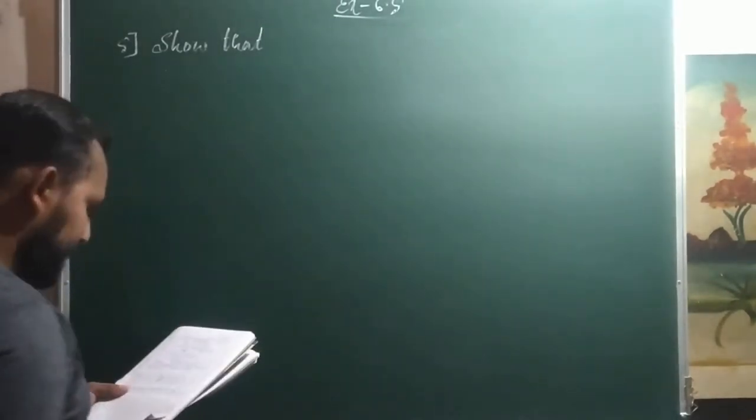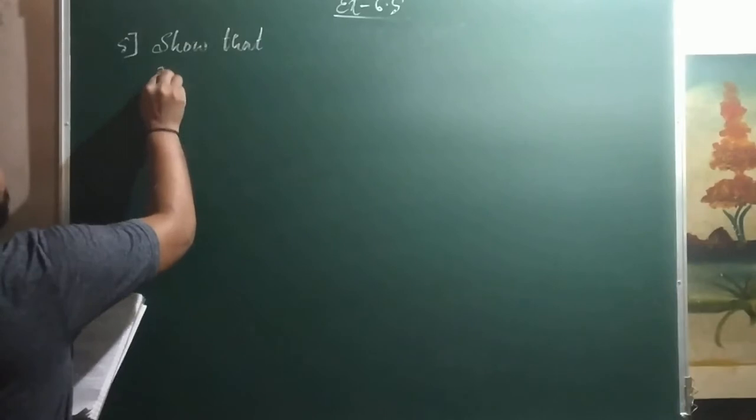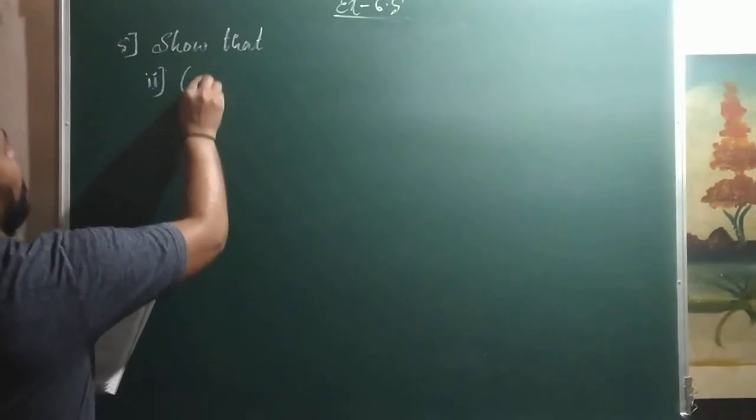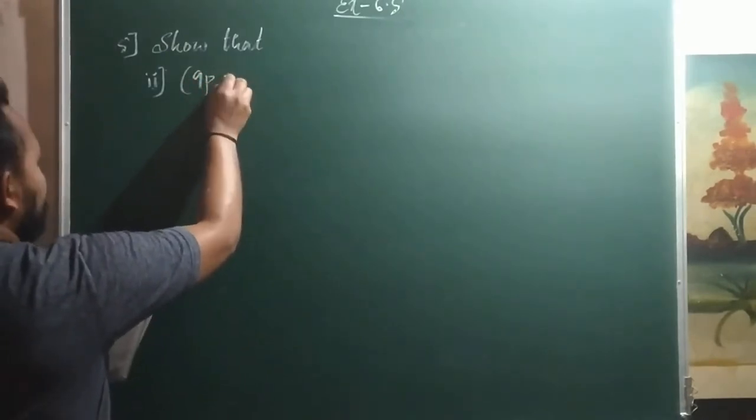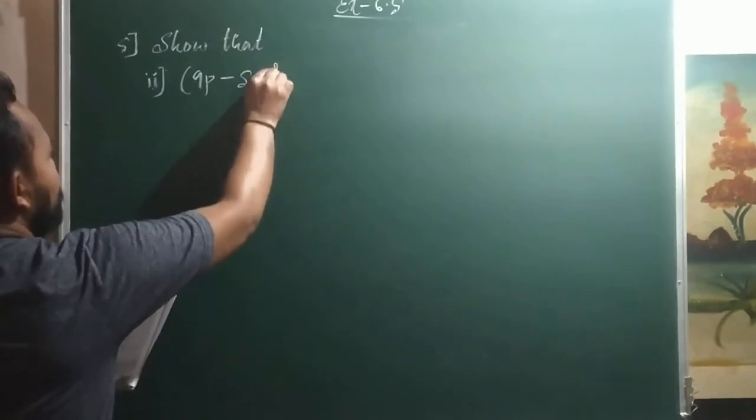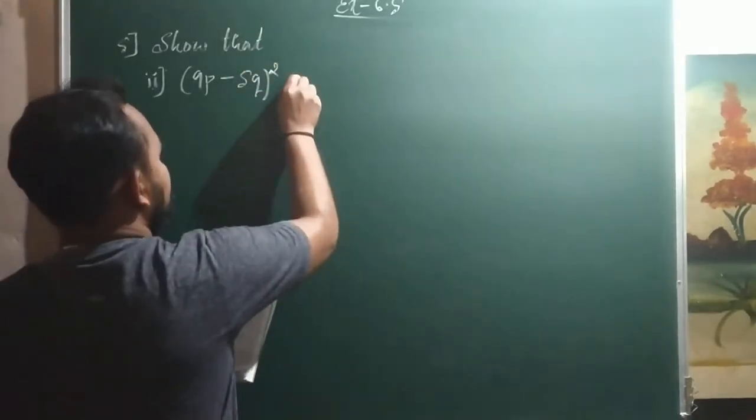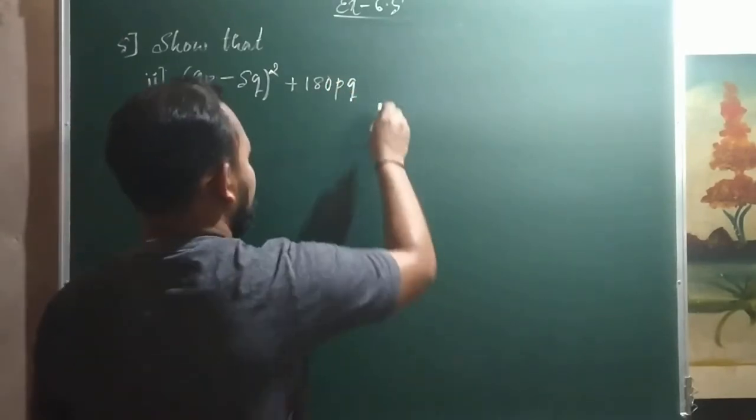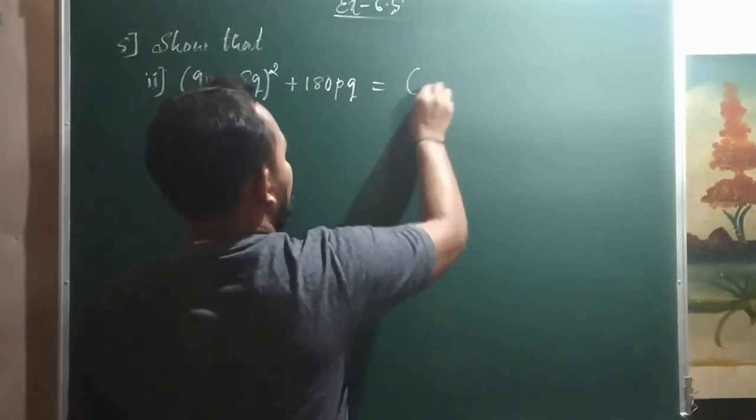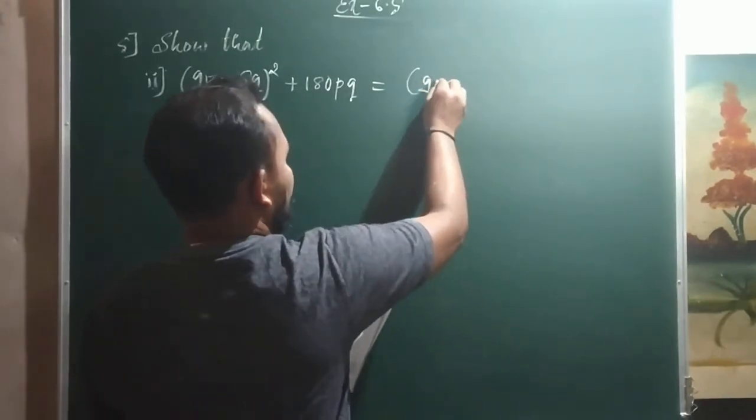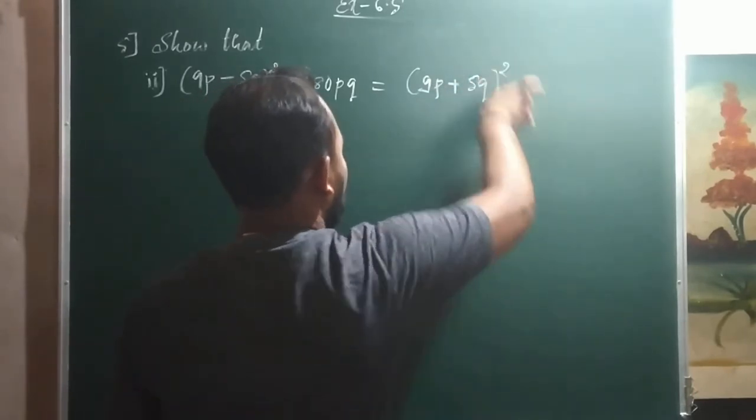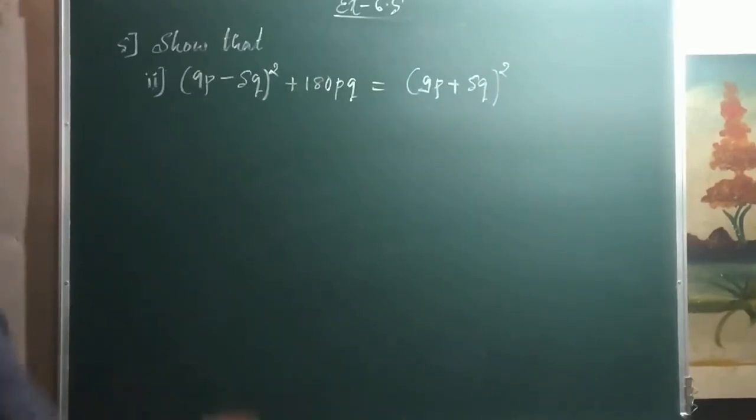Here the second one, in that fifth question, second one: (9p − 5q)² + 180pq = (9p + 5q)². Okay, it's the same. First solve this first expression. You have the LHS and RHS.